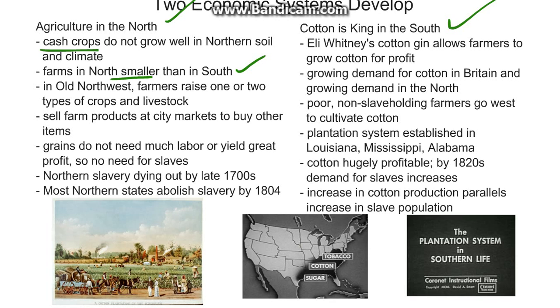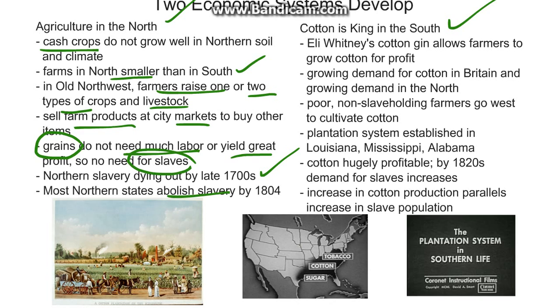In the old Northwest, farmers do raise one or two types of crops and livestock, but they sell their farm products at city markets to buy other items. They mostly center on grains, which do not need much labor, and they don't have a great profit, so they don't really need slaves. So northern slavery is dying out by the late 1700s. Most northern states are abolishing slavery by 1804, and a largely industrial economy is developing in the north.